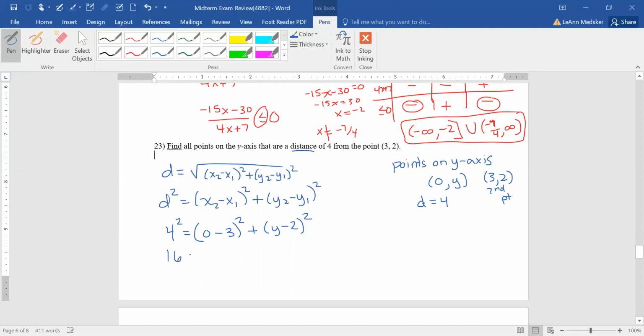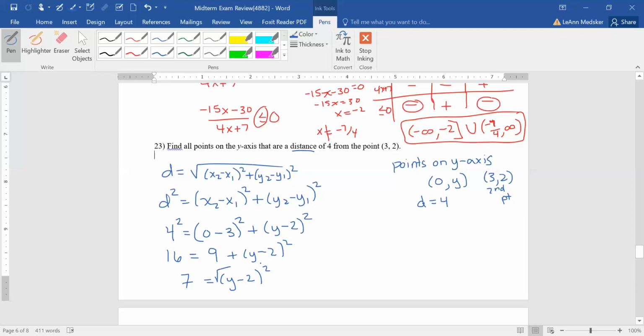4 squared is 16. Negative 3 squared would then be positive 9, plus y minus 2 squared. Subtract the 9 over, we get a 7. Now, this is where a lot of people will go wrong in this problem. They try foiling this out and then making life harder.